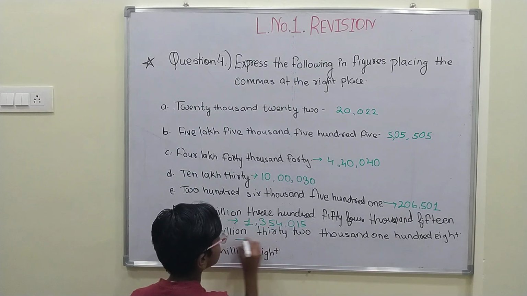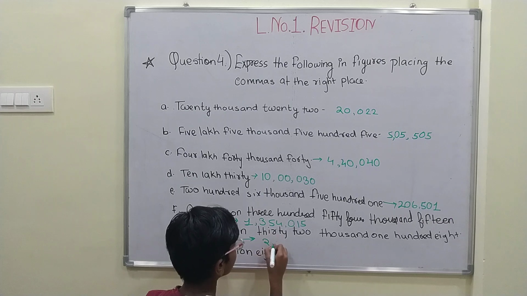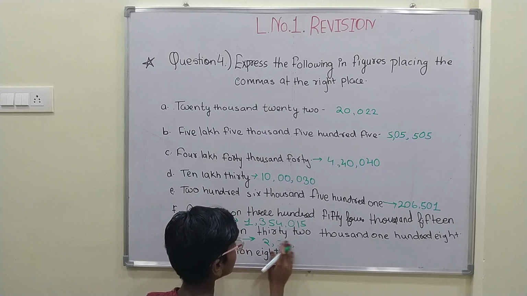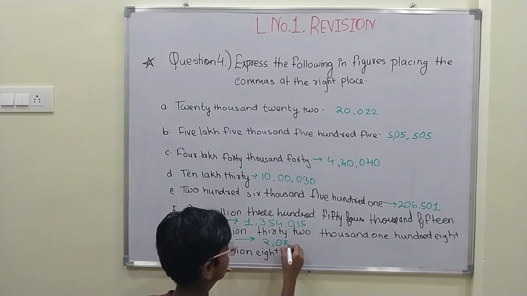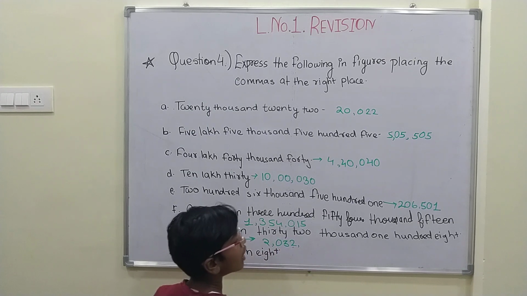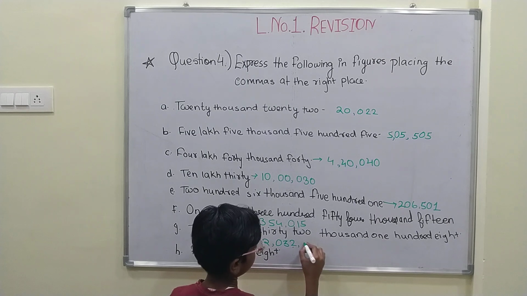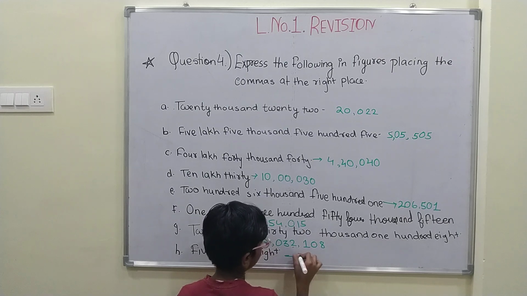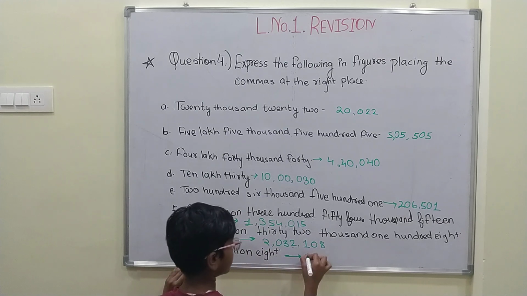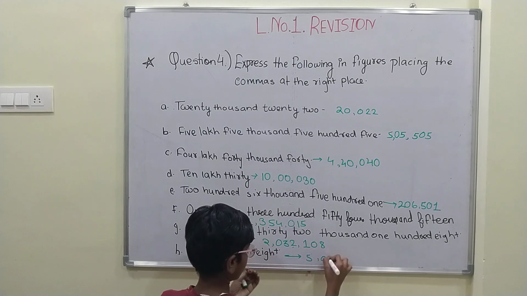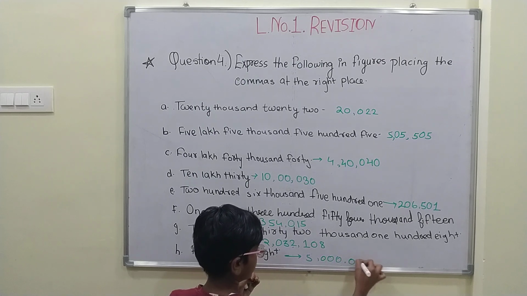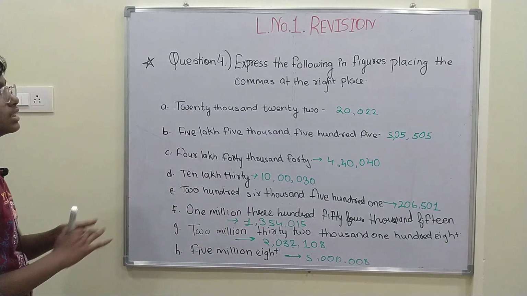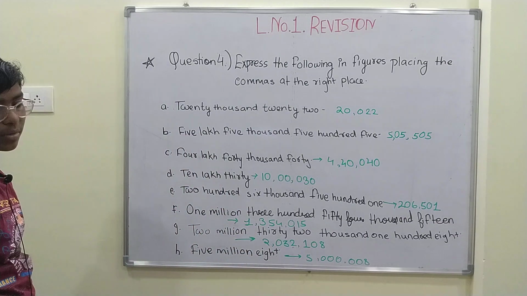2,32,108. So this means 2,32,000. Now it says 32, but we always have 3 places, so 32,108 and 108. Last one: 5 million 8, 3 zeros, 008. These are the right answers for question number 4.